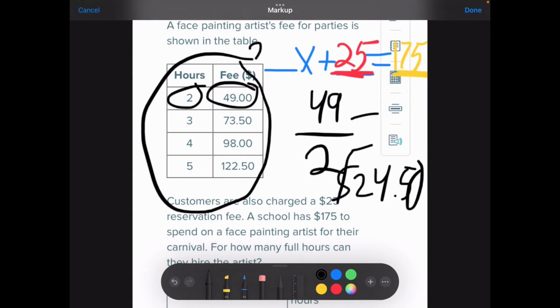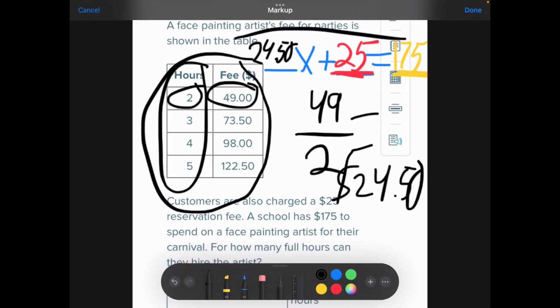So it's going to be 24.50. And why is that going in the blank and not in the X? Well, the X represents the hours, the thing in the first column over here. So we multiply that hourly rate times the amount of hours that this person worked to figure out how much this artist is going to charge the customer, whoever's reserving them for the party. Then you would just solve from here.